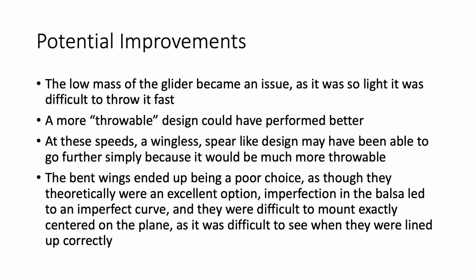The low mass of the glider actually was an issue, as it was so light it was difficult to throw it fast. Therefore, a more throwable design could have performed better. At these speeds, in fact, a wingless, spear-like design may have been better able to go further simply because it would have been much more throwable. The bent wing dihedral ended up being a poor choice, as imperfections in the ball led to an imperfect curve, and they were difficult to mount exactly centered on the plane. This led to the roll moment that was observed.